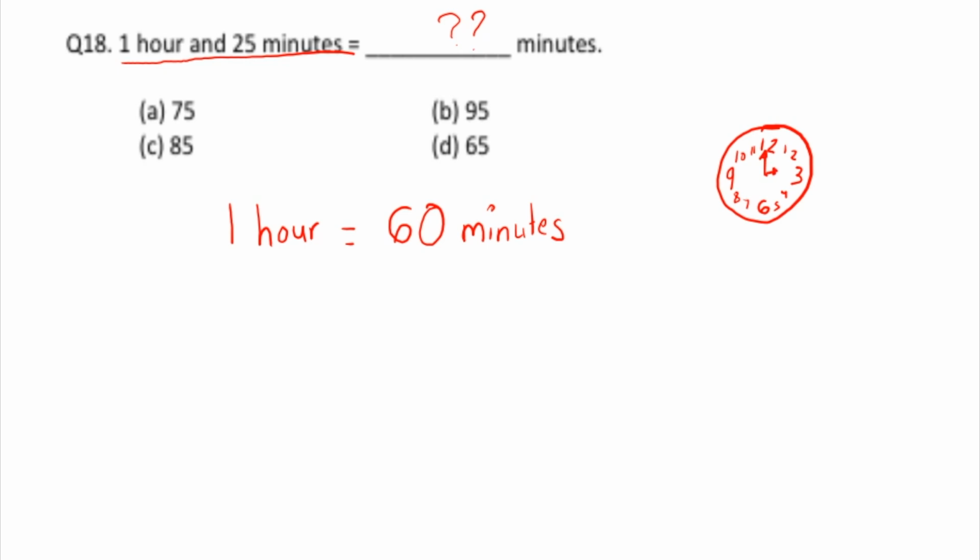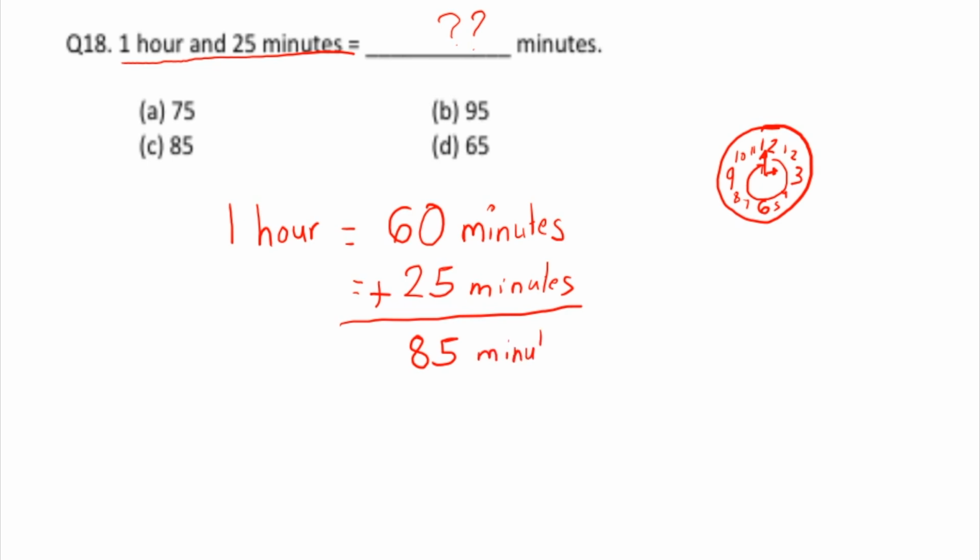When the short hand goes from 3 to 4, the long hand moves all the way from 12 to 12, so that is 60 minutes. Similarly, for 25 minutes, we just add 25 minutes to the 60 minutes. So when we convert hour to minutes, we add 5 and 6, that is 85 minutes. So 1 hour and 25 minutes is 85 minutes. The correct answer will be C.